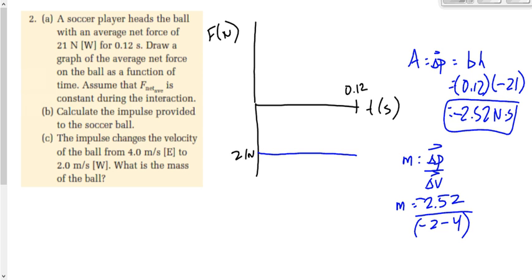If you did it making west positive, then your impulse should be positive 2.52, and your change in velocity should be 2 minus negative 4. Does that make sense? Either way you look at it, you're going to end up with an answer of 0.42 kilograms, and that's got to be positive. If you end up getting a negative, you've messed up with the sign somewhere.